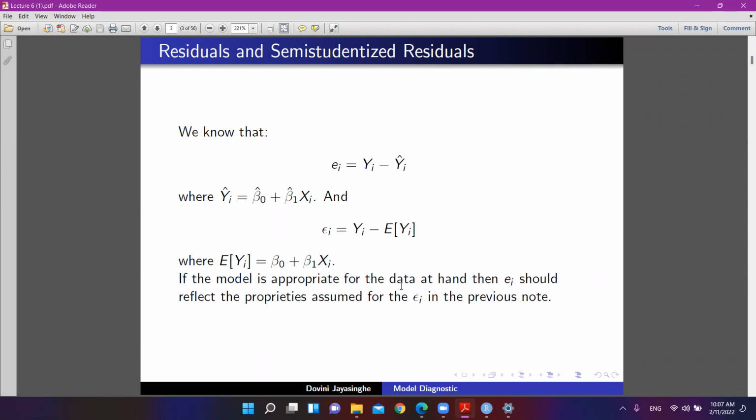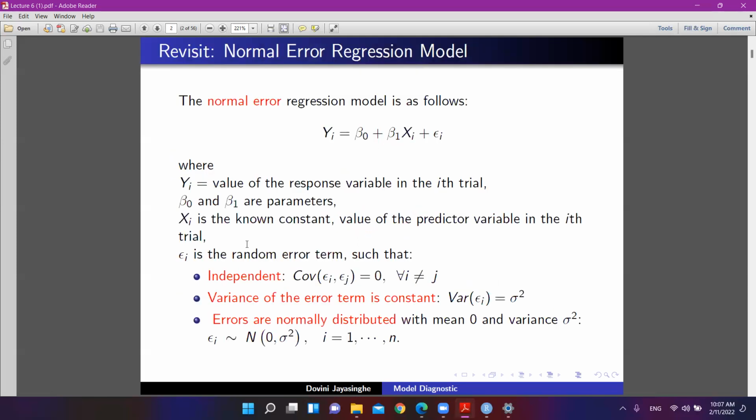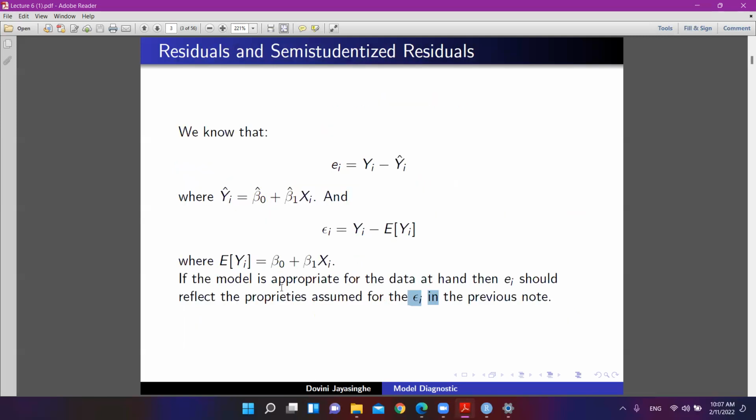If the model is appropriate for the data at hand, then e_i should reflect the properties assumed for epsilon_i in the previous node. So this is what we are basically checking. This should possess all these assumptions to make it a valid regression model. We can make use of this regression model only if it does not violate any assumption. So after fitting the model, that's what we are really checking.